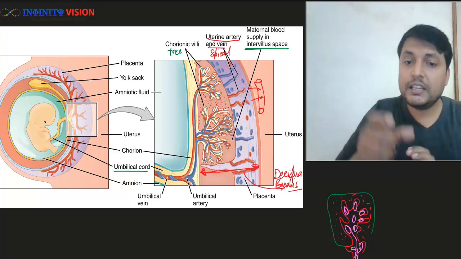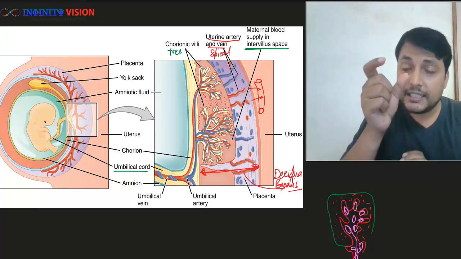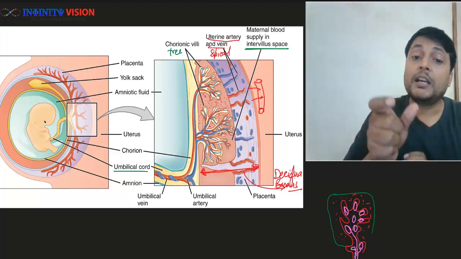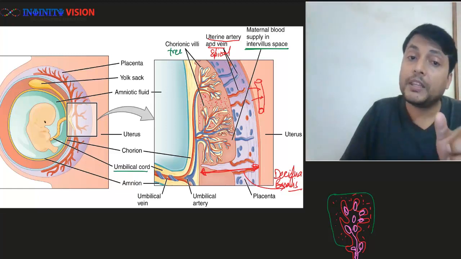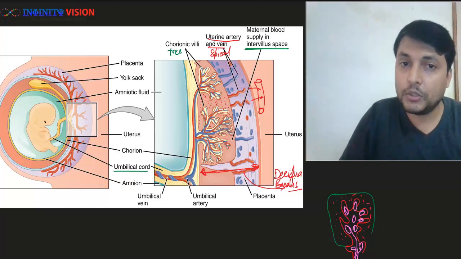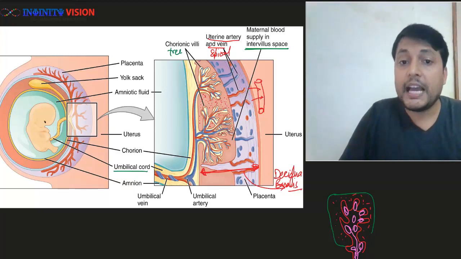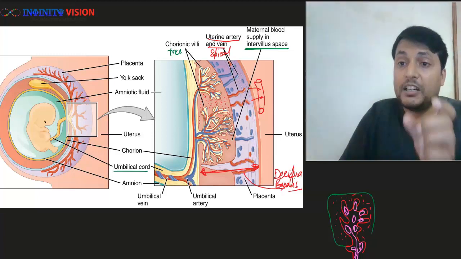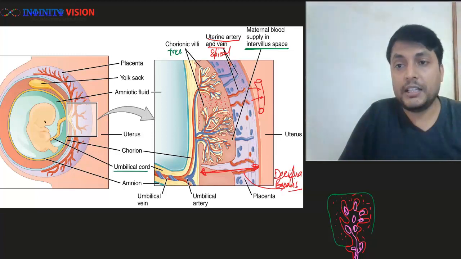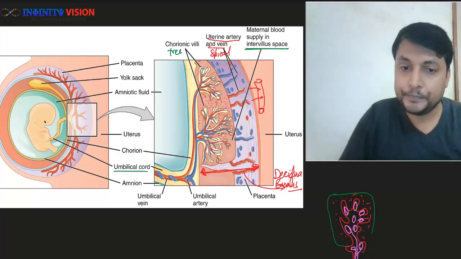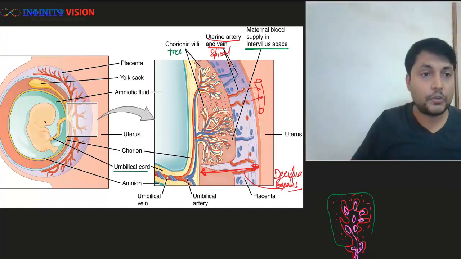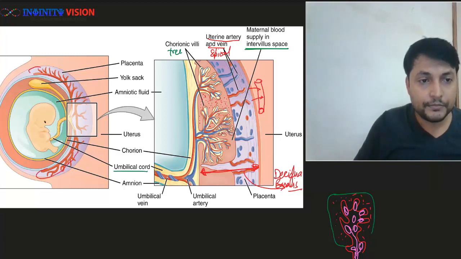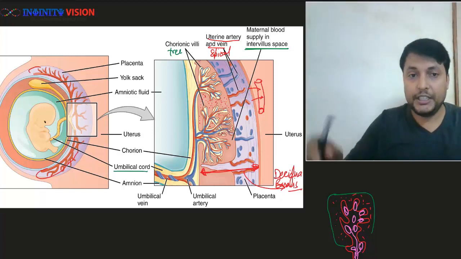Great, and that's why this layer is called decidua basalis, and this decidua basalis is actually the maternal tissue or maternal part of the placenta. It includes the intervillous spaces and the spiral blood vessels of the uterine artery and vein. Okay, great. Now, if you see this whole structure of placenta, can you see it is a disc shape? Okay, so it is discoid in nature.